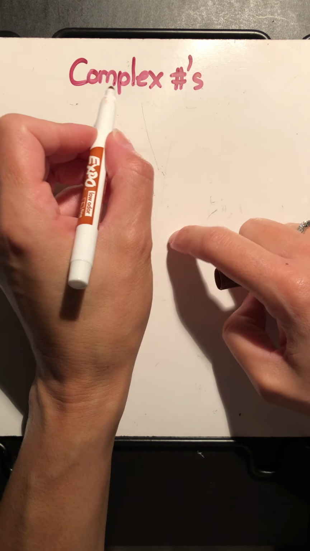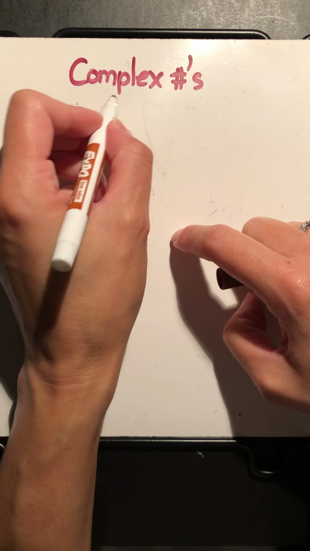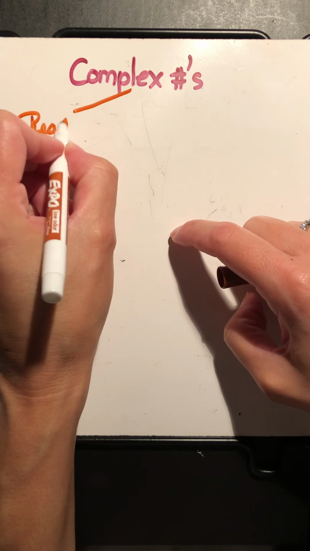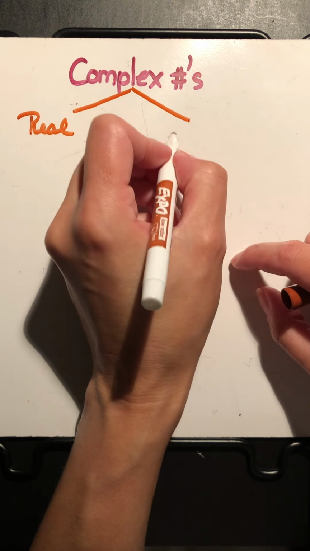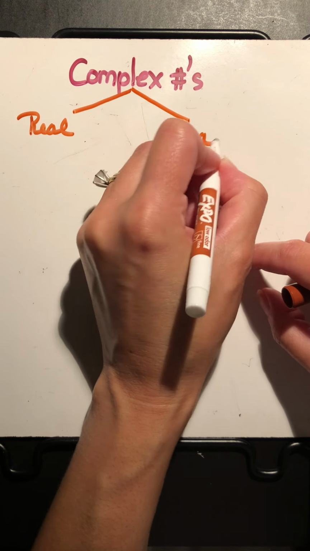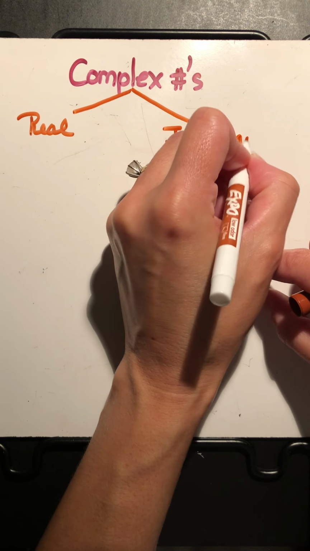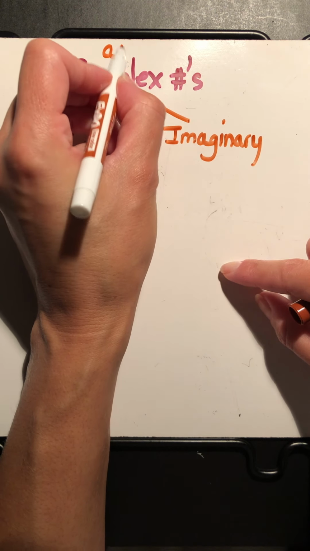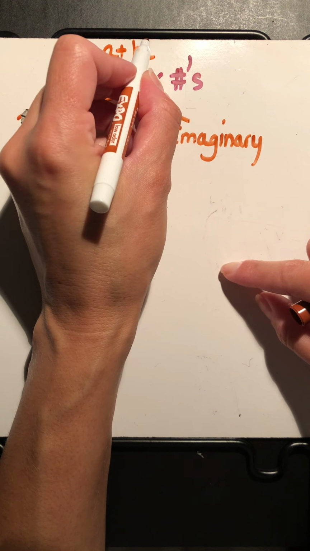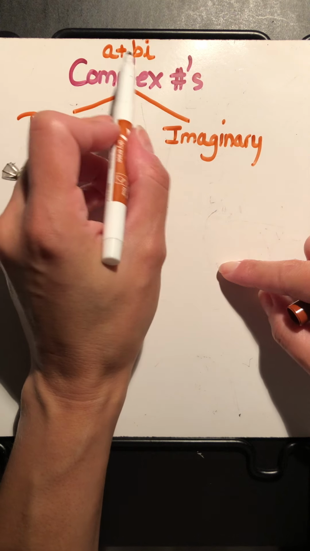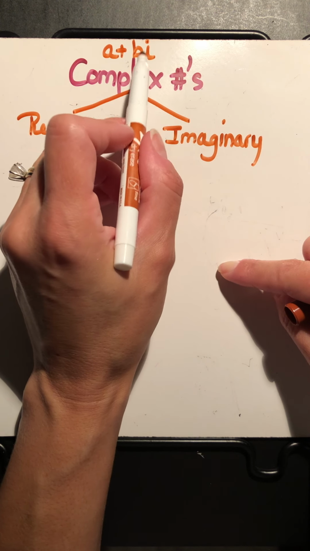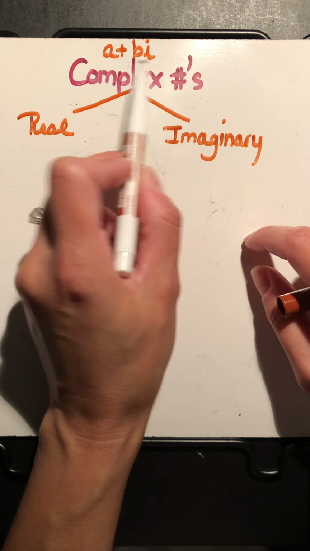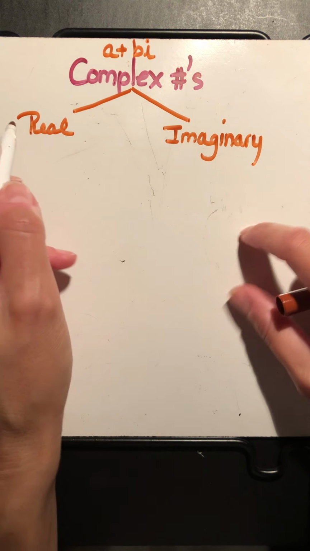So you may recall that complex numbers are made up of real numbers and imaginary numbers. The standard form of a complex number, you may recall, is a plus bi. I have my real part on the left and I have my imaginary part on the right. We reviewed that complex numbers live on the complex plane, and we reviewed how to graph and find those numbers.